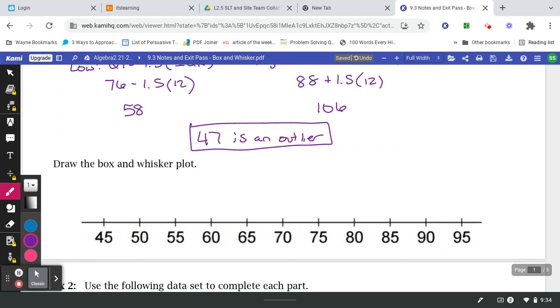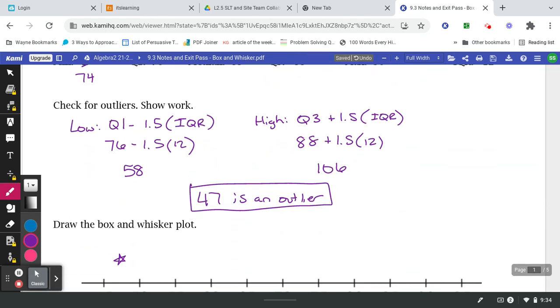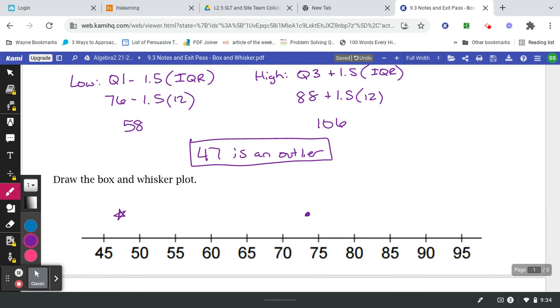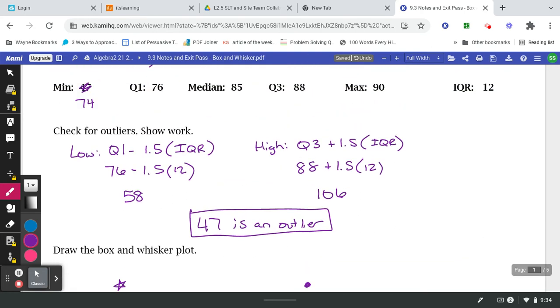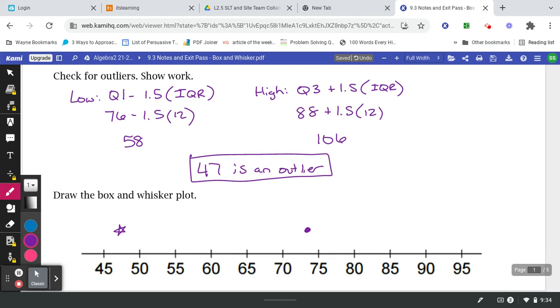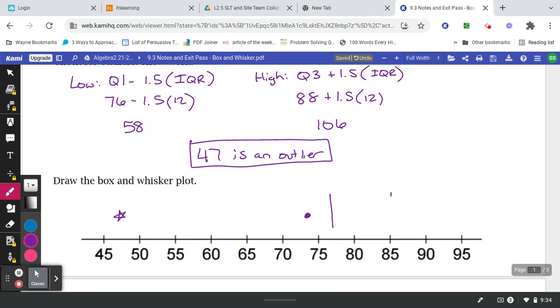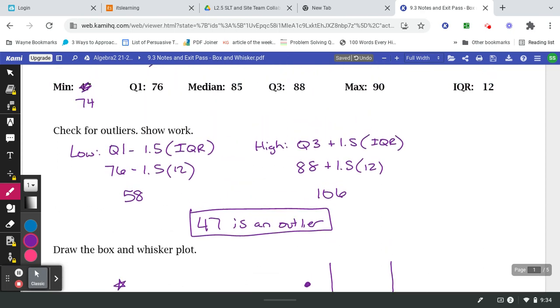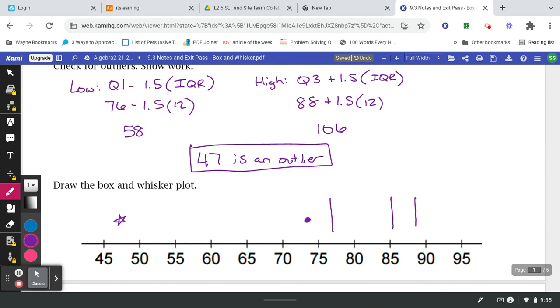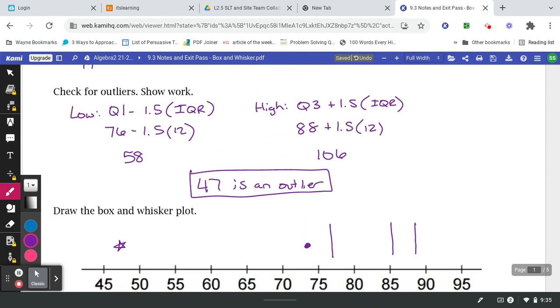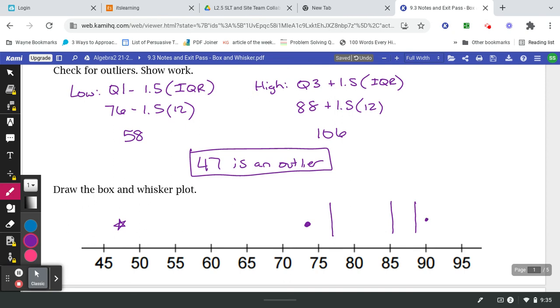So we're going to come down here. We're going to put a star at 47. And then we're going to let our new minimum be the 74. So we'll put a dot at 74 for the minimum. Then we'll put a line at 76. That's our Q1. Another line at 85, our median. Another line at 88. Again, you're just kind of approximating there. And then I had the last dot, the maximum at 90. And those 3 lines here then create that box part, and then you can just attach it. And you can see that if we had to include that outlier in it, the line would have been super long to get out there.